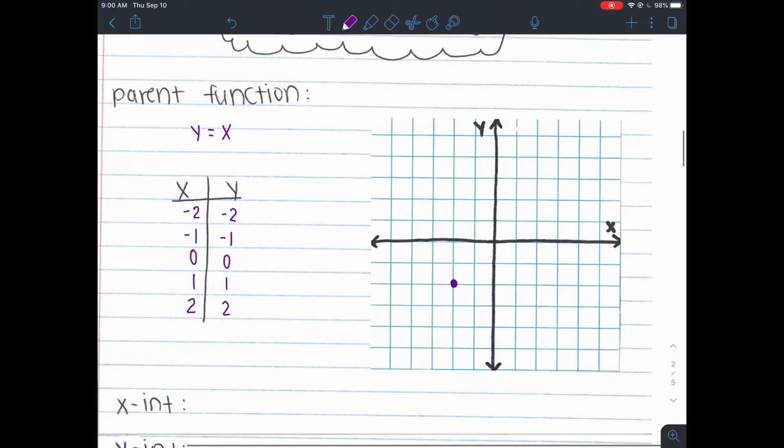Okay, moving on, we have -1, -1, so we're going to go left 1, down 1. We're going to go at 0, 0, 1, 1, and 2, 2. Positive 2, positive 2, right 2, up 2. Okay, now we plotted our points, so we're almost done with graphing this, right?